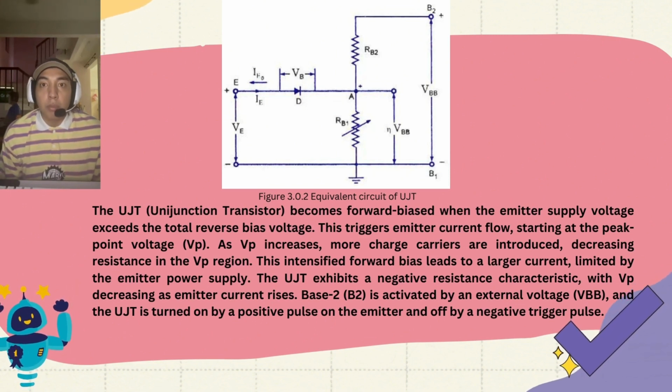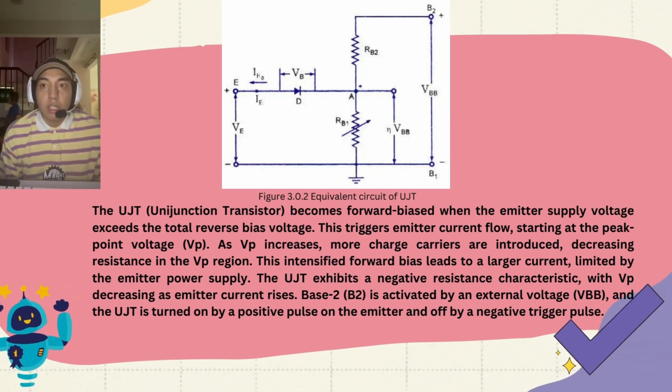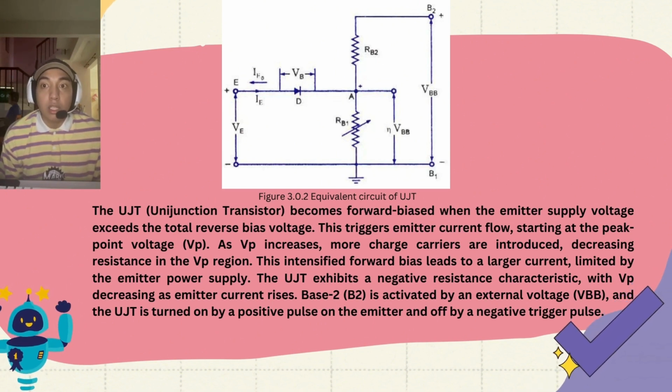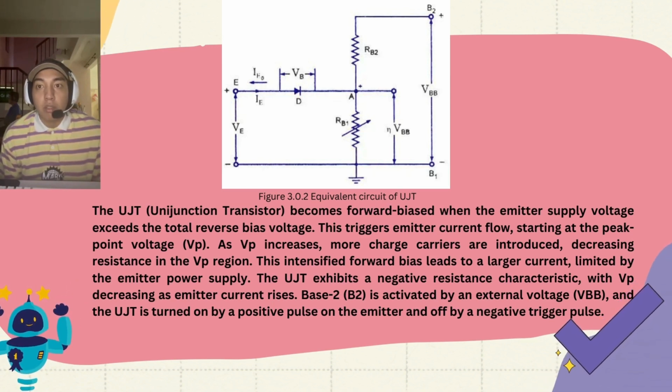Starting at the peak point voltage Vp, as emitter current increases, more charge carriers are introduced, decreasing resistance in the region. This intensifies forward bias, leading to a large current limited by the emitter power supply. The UJT exhibits a negative resistance characteristic, with VE decreasing as emitter current rises.